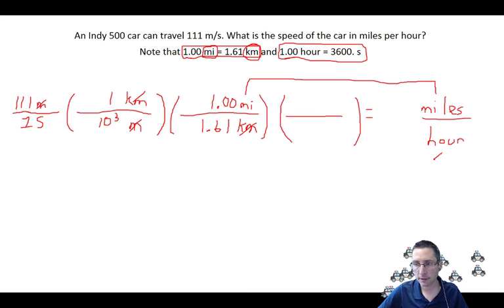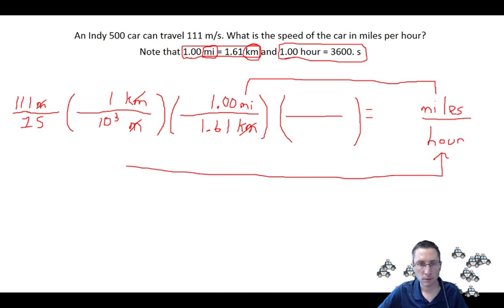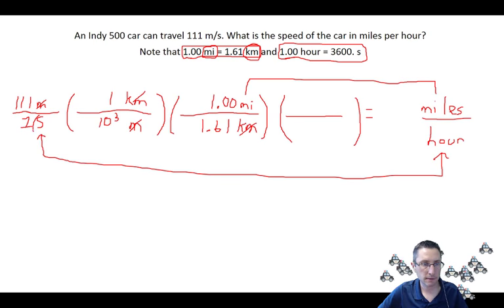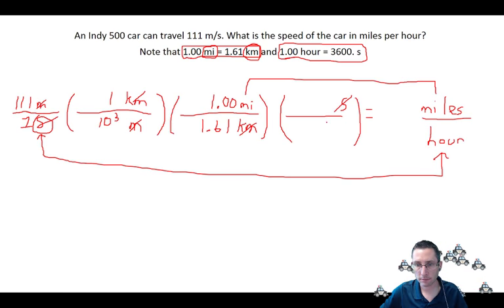I now need to get to hours here from seconds. Okay, so seconds is in the denominator here, which means it better be upstairs in this unit factor to cancel out. Hours in the denominator in my final, so it better be in the denominator in this unit factor. And I'm told in the question 1 hour is 3,600 seconds.